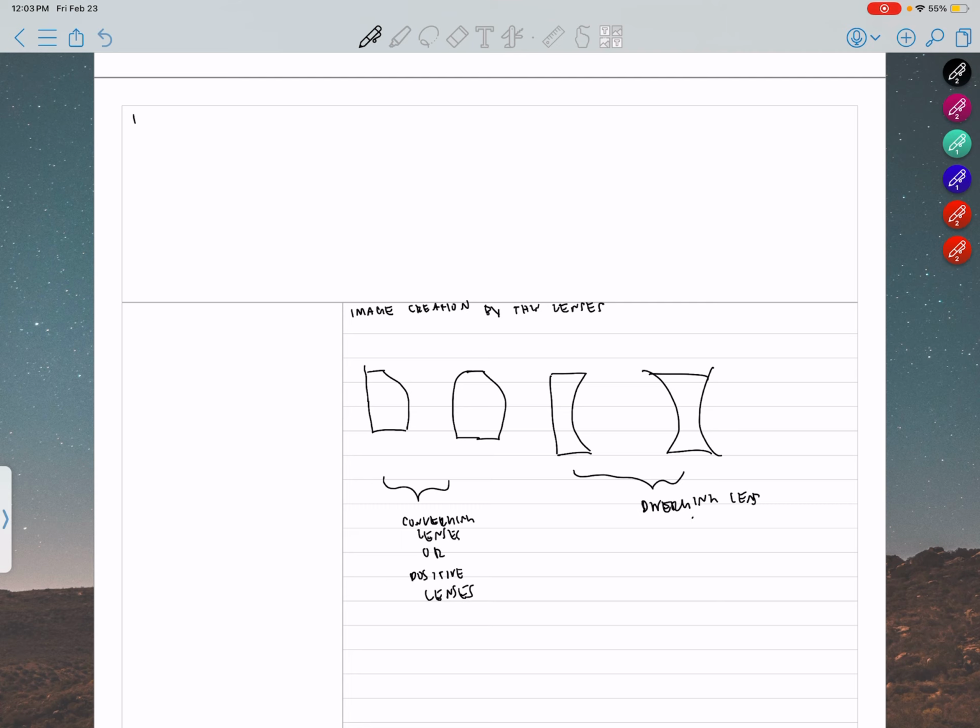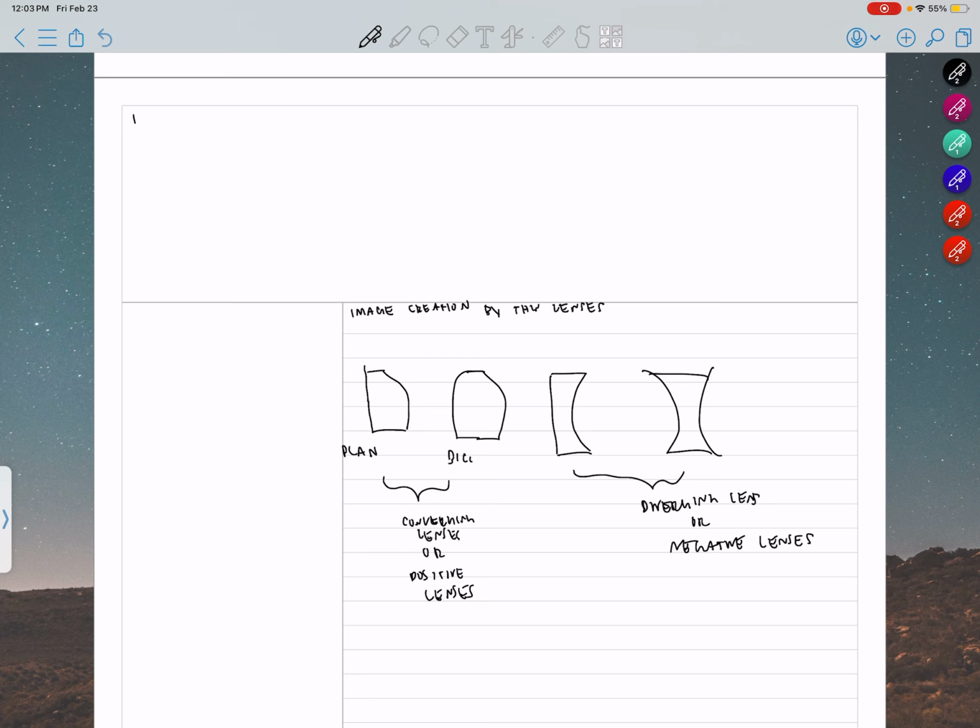For this class, for the kind of analysis that we're going to be using, there's really no difference between using a planoconcave and a biconcave, and there's no difference between planoconvex and biconvex. So for this class, we are going to assume that we are only working with biconcave and biconvex lenses.